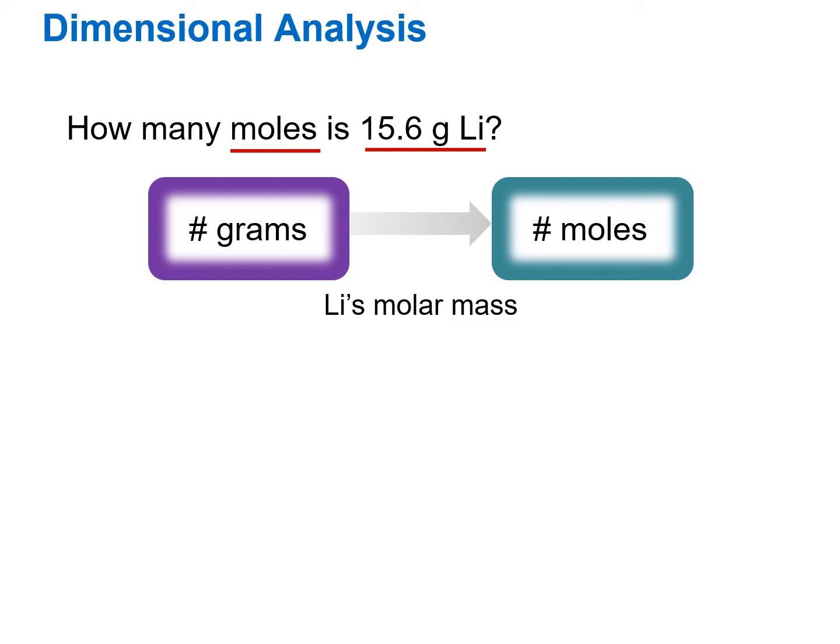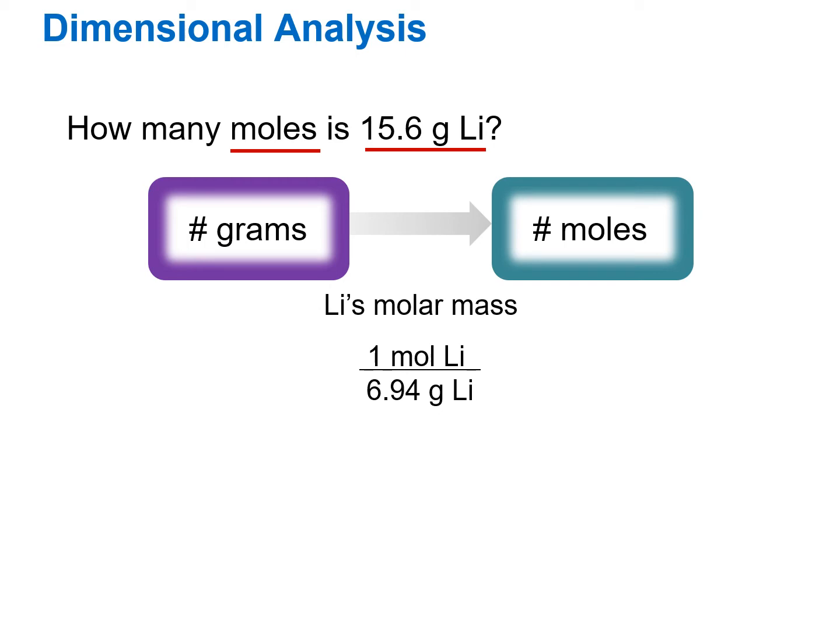So when we write the molar mass for lithium, we're not going to say 6.94 grams of lithium over 1 mole of lithium. We're going to flip it upside down and we're going to say 1 mole of lithium over 6.94 grams.